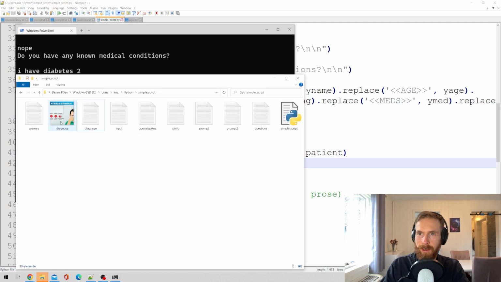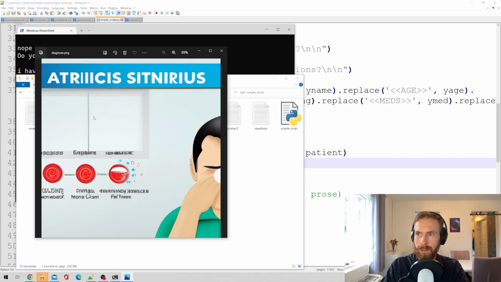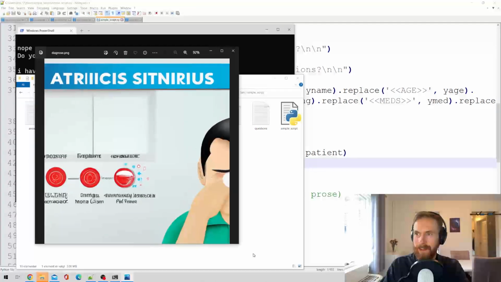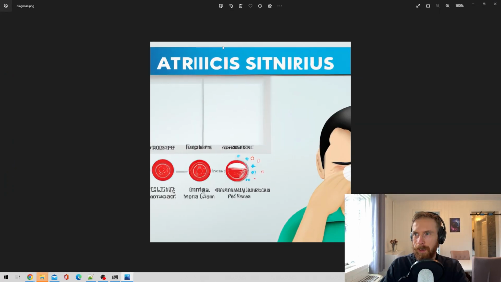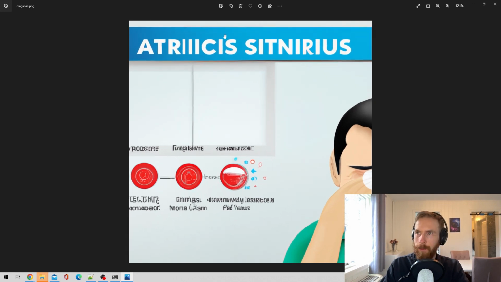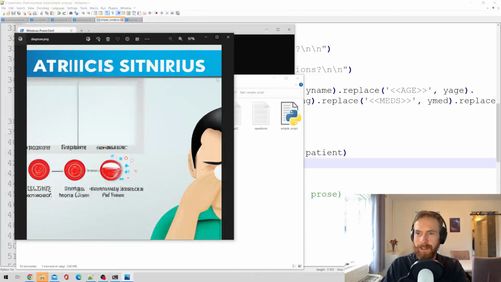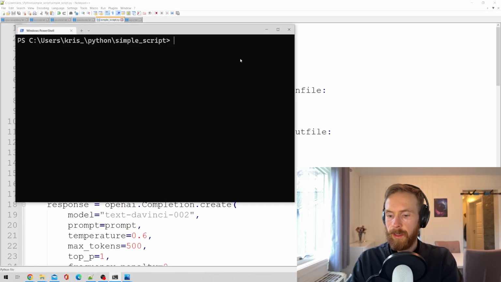Let's see what kind of infographic this gave us. Yeah, that's quite accurate, actually. This is where I had the pain, right? Over my eyes here. Okay. Yeah, that was fun. Let's try another one. Okay, so let's try to run it again.